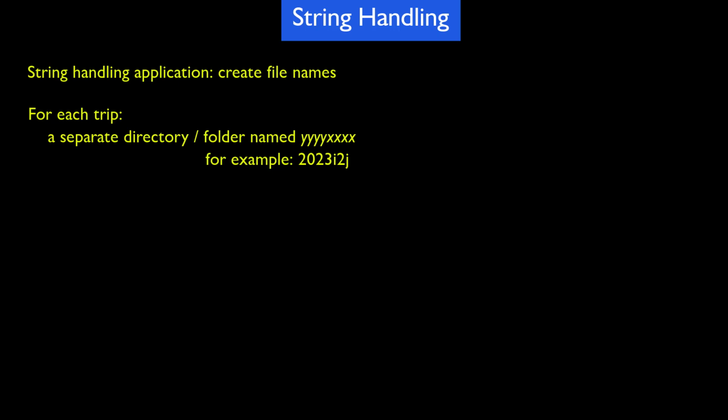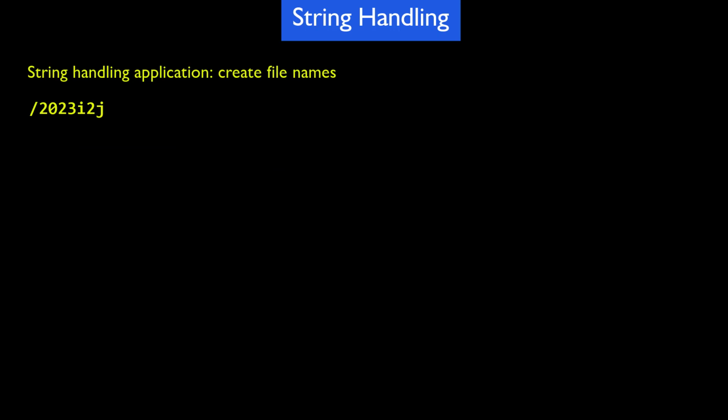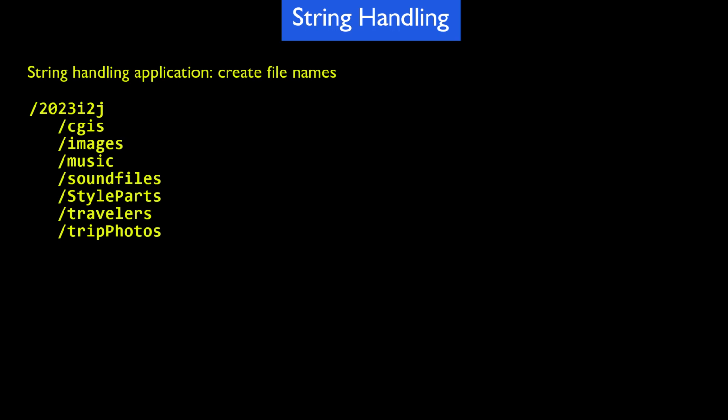Then, in each trip directory, we'll have a collection of web pages, including a page for each traveler. In terms of organization, I like to have a directory just for holding pictures of the travelers, and usually I name that directory Travelers. So you would see, say, 2023 I2J/Travelers, and also a directory for CGIs, one for photos from the trip, and so on. So here's a possible collection of directories and subdirectories you might see for a particular trip.